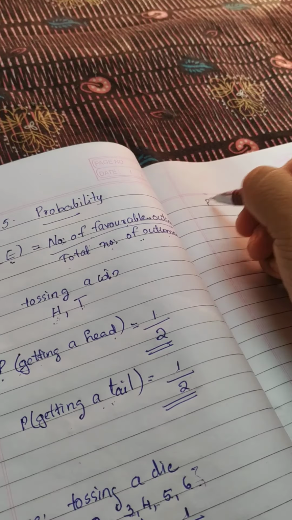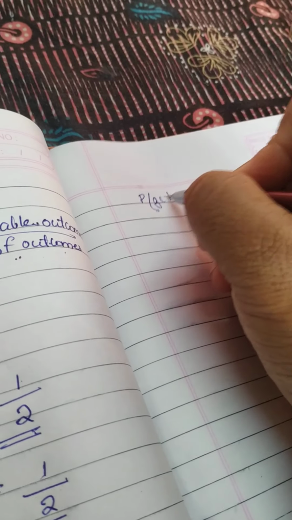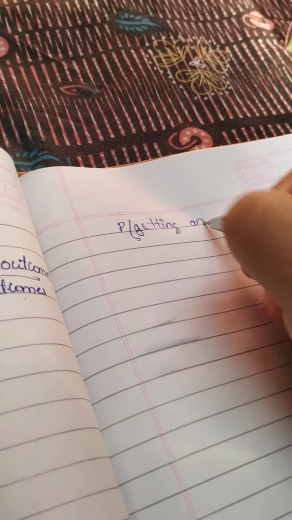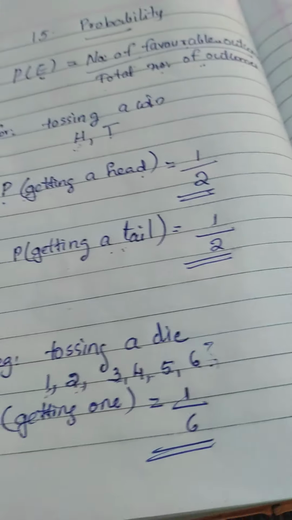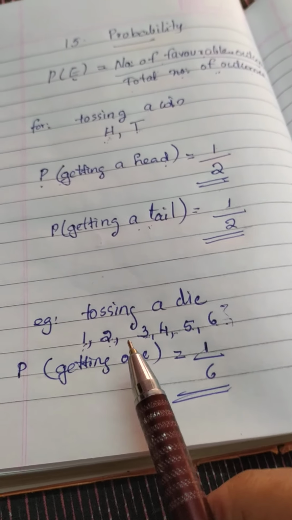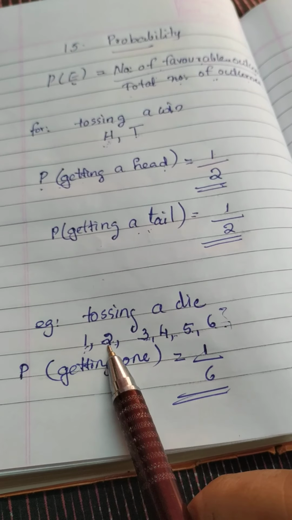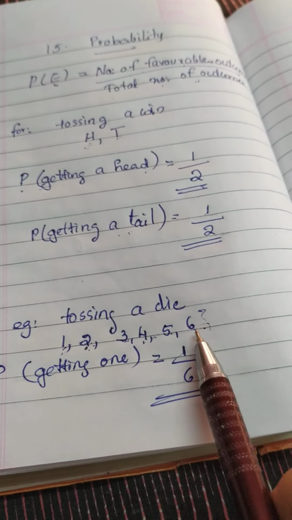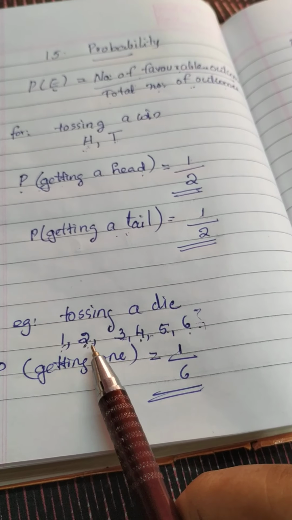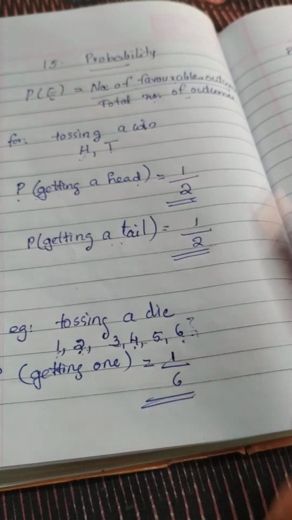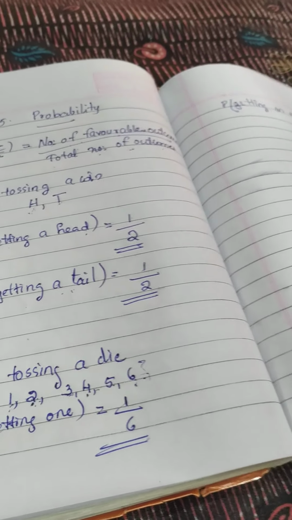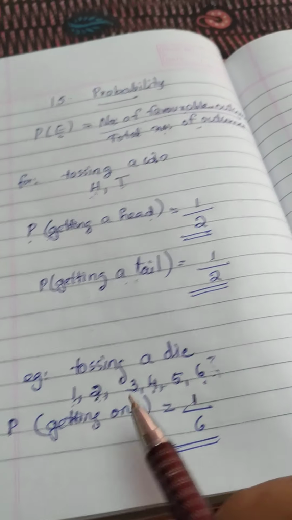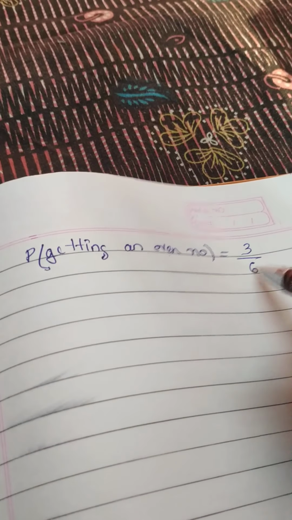Again in the same case, if I want to find the probability of getting an even number, check how many even numbers are there in the sample space. 2 is an even number, 4 is an even number and 6 is an even number. So the number of favorable outcomes is 3, divided by total number of outcomes, which is 6. So the probability is 3 by 6, which is 1 by 2.